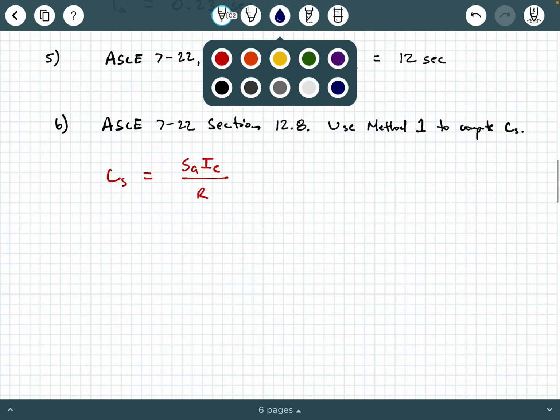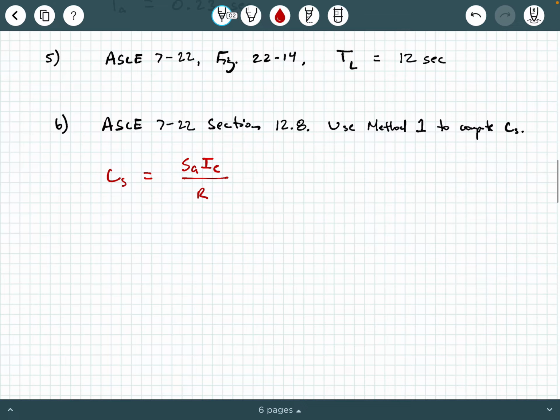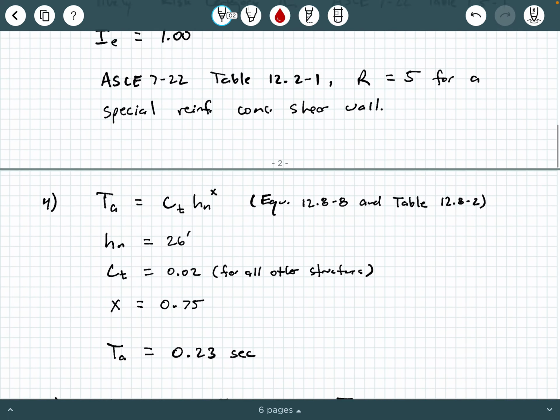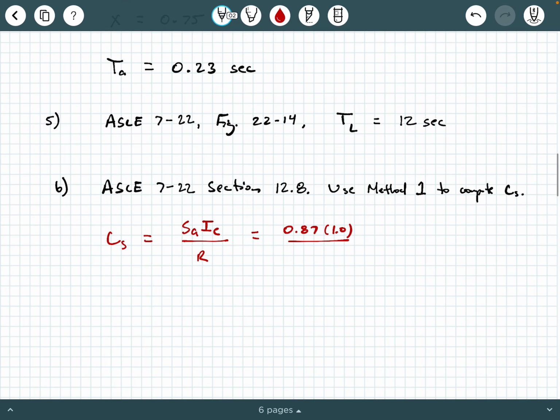So we're ready to substitute values in here. We're going to say that's 0.87 times our importance factor, I believe was 1.0, divided by that modification factor. I think we got a 5 for that. So we can crank this through and we get about 0.174 as our C sub S value, okay? And again, this is using method 1 of ASCE 7-22.